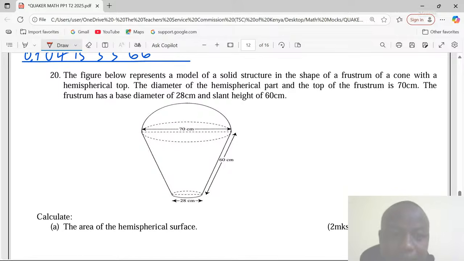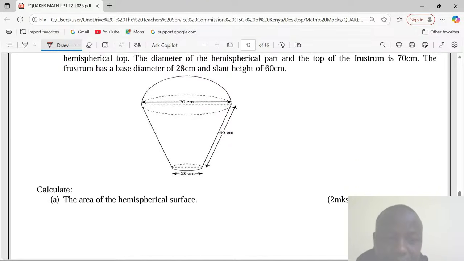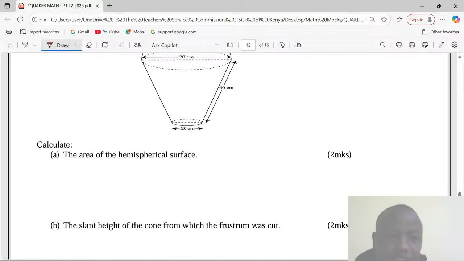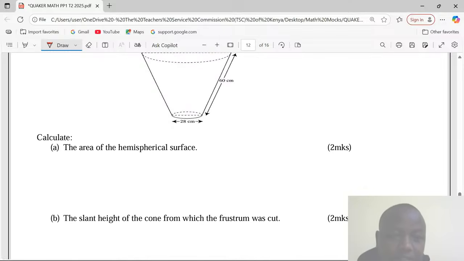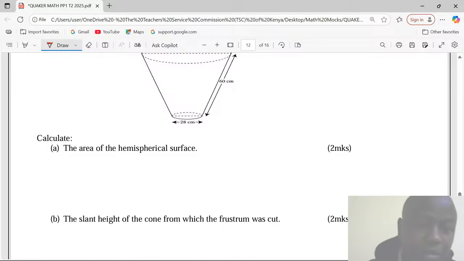Okay. Number 20. The figure below represents a model of a solid structure in the shape of a frustum of a cone with a hemispherical top. The diameter of the hemispherical part of the top and the top of the frustum is 70 centimeters. The frustum has a base diameter of 28 centimeters and slant height of 60 centimeters. Part A, calculate the area of the hemisphere or the hemispherical surface.